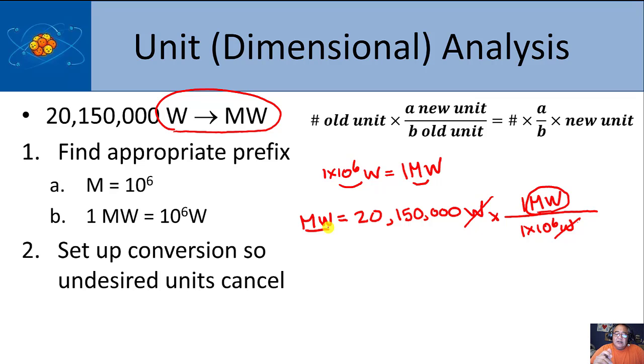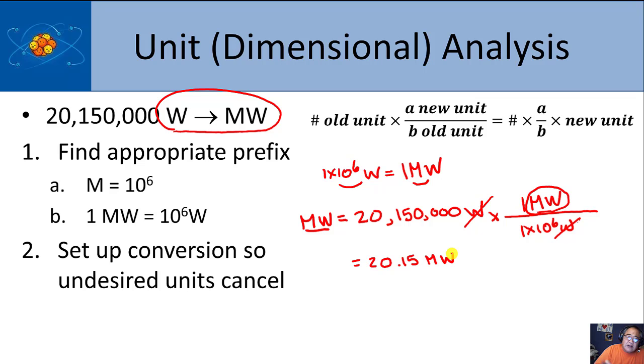Okay, and I'll show you how to use that idea in longer problems when we're about to do a couple of longer ones, but just to get the idea of dimensional analysis. So now what I'm going to do is I'm going to go ahead and do the math. This is actually going to come out to 20.15, and then everything else will divide away, megawatts, like that.